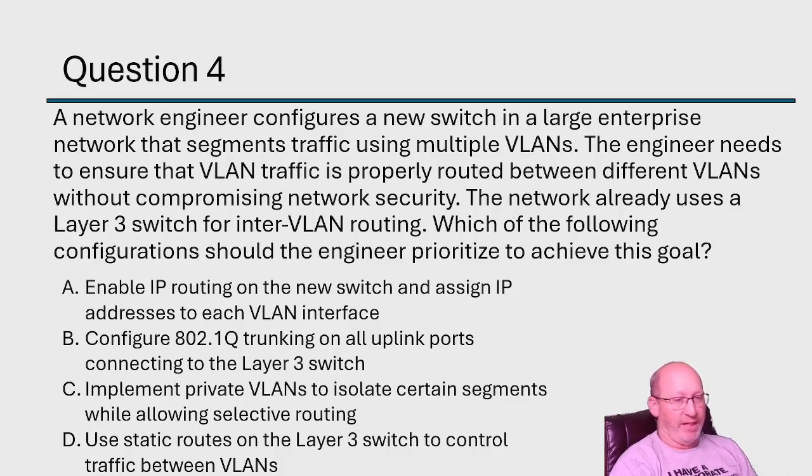C, implement private VLANs to isolate certain segments while allowing selective routing. And then D, use static routes on layer 3 switch to control traffic between VLANs. So using static routing, while it controls the flow of traffic, right? It doesn't provide the isolation that a VLAN offers, right? So the static routing on the layer 3 switch to control traffic doesn't really make sense from a security perspective, right? It really doesn't provide us that isolation.